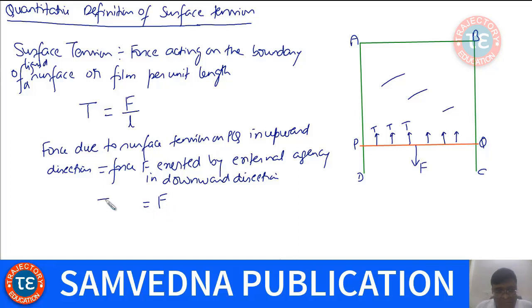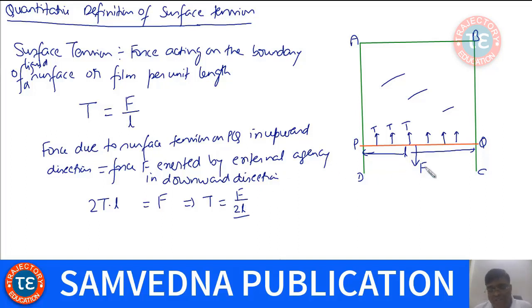So if PQ is in equilibrium, then this is T, and if it is a film, it usually has two surfaces, one above the film, one below the film. So you have two films, and the length of the boundary of each film is say L. So you have T into L force exerted by a single film, and since you have two films, the net force acting on this PQ because of the film is 2TL, where T is the surface tension. In that case, T can be equal to F upon 2L.